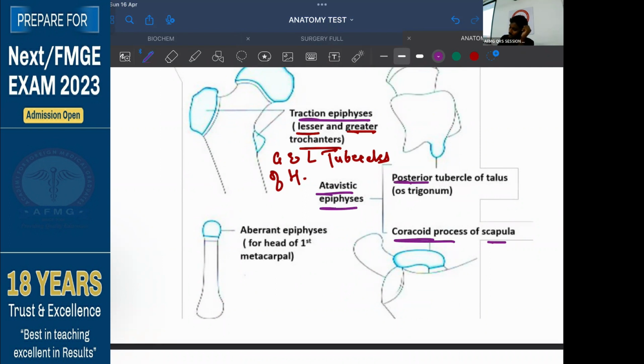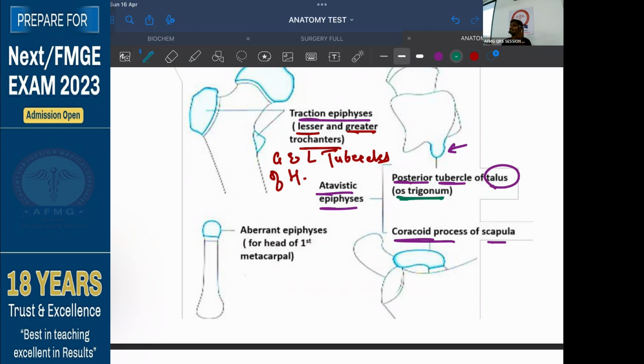And the second one is the posterior tubercle of the talus bone. Talus bone is which type of bone, anybody? Tarsal bone, na? Talus is a tarsal bone. So the posterior tubercle that is highlighted over here is also an example of atavistic epiphysis. And this posterior tubercle of talus is also known as os trigonum. And that has been your question. They did not even mention posterior tubercle of talus. They mentioned os trigonum is which type of epiphysis. So os trigonum is nothing else but the posterior tubercle of the talus, which is an example of atavistic epiphysis.